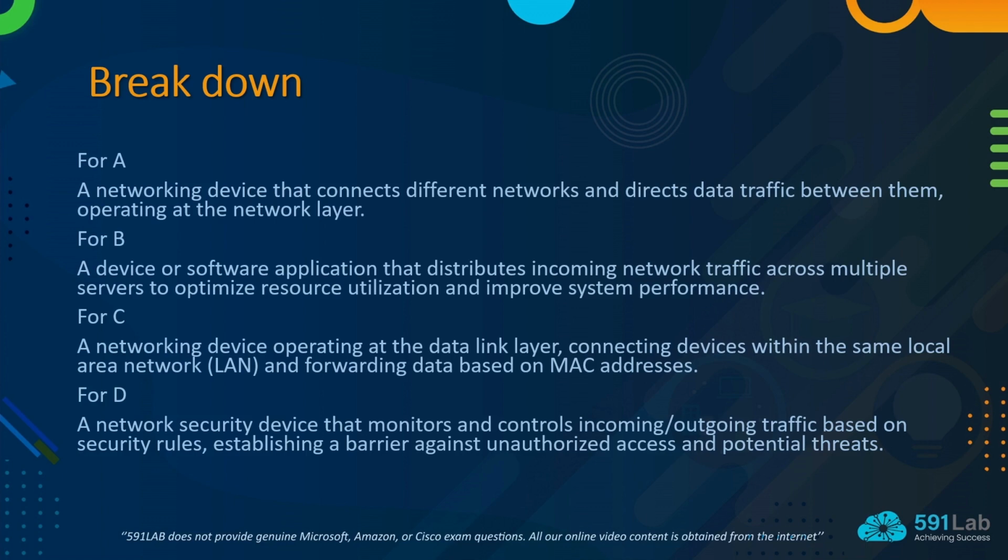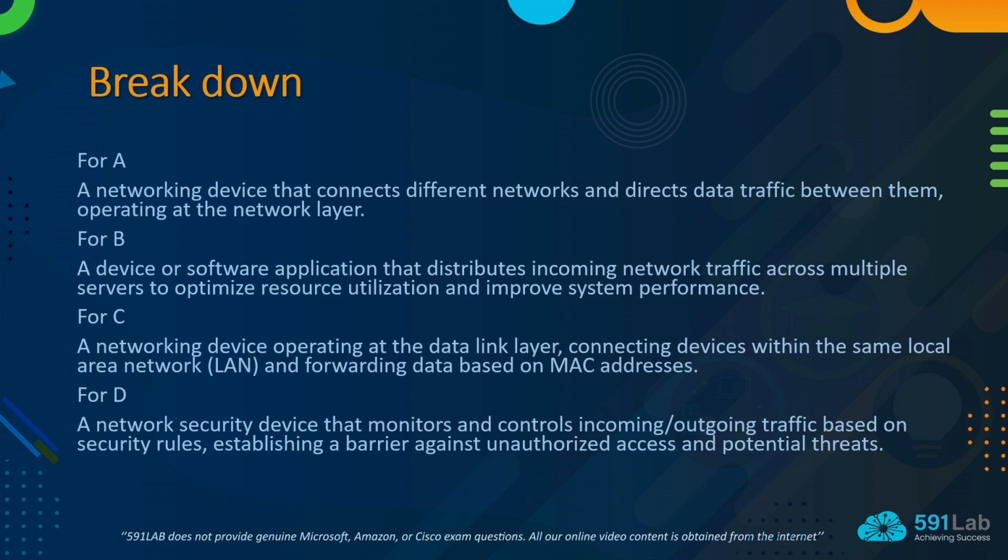For option C, a switch is a networking device that operates at the data link layer of the OSI model. It connects devices within the same local area network and uses MAC addresses to forward data to the correct destination. Unlike a hub, which simply broadcasts data to all connected devices, a switch intelligently forwards data only to the device that needs it. For option D, firewall.